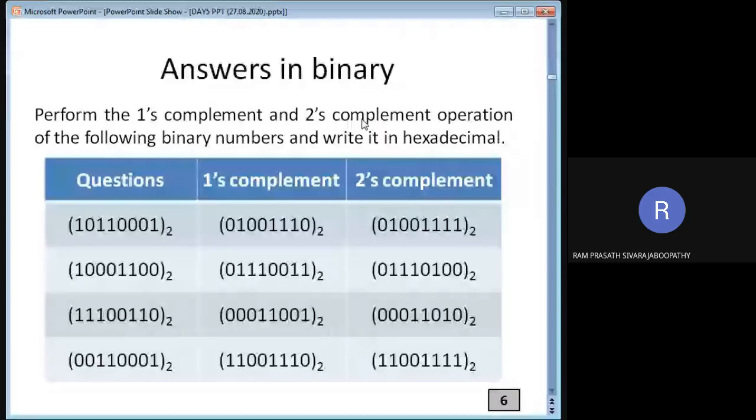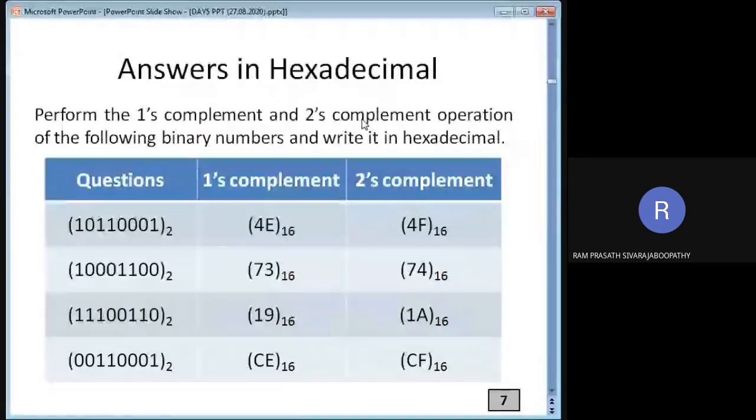Yes. Yes, sir. They replied yes. Okay, these are the answers in hexadecimal. The same answer in hexadecimal form. Okay, so kindly take a screenshot.